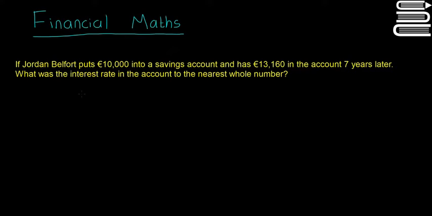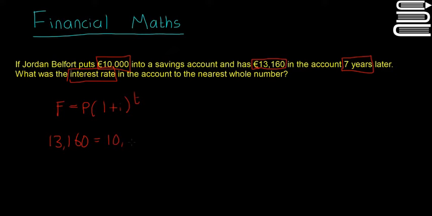All right. So as always, we're going to start with our formula. So I'll write F is equal to P by 1 plus I to the power of T. So where F is the future value, which is 13,160. P is the present value, so how much he has at the start, which is 10,000. I is what we're looking for, okay, so we don't know what the interest rate is. Interest rate. And then T is the time, is 7 years. So I'm going to put all those numbers in. So we have 13,160 is equal to 10,000 multiplied by 1 plus I to the power of 7.